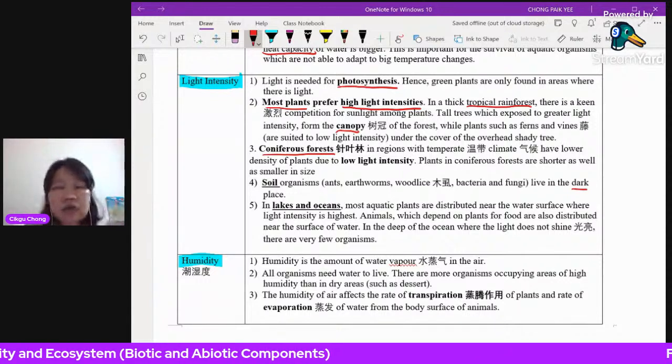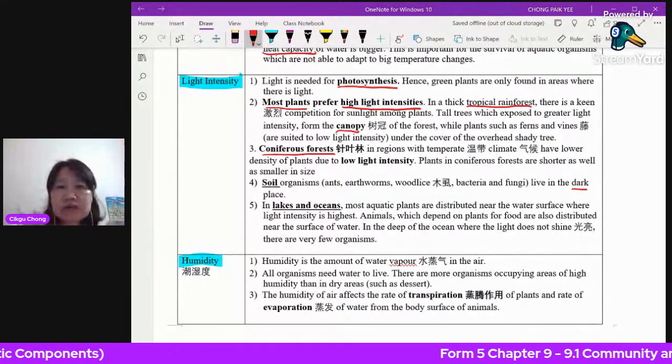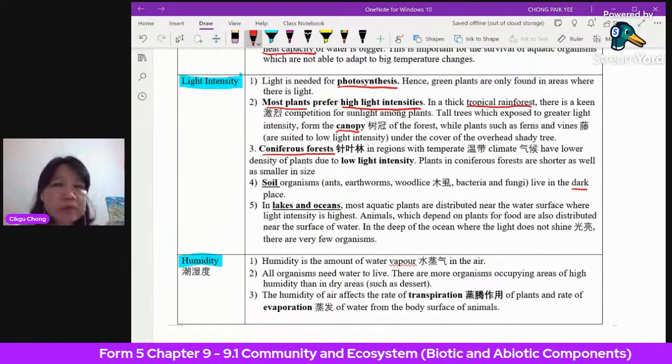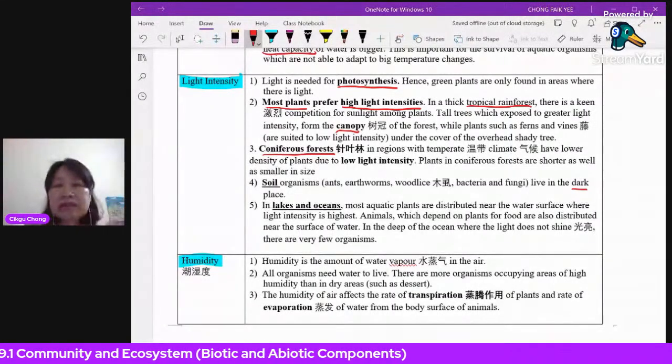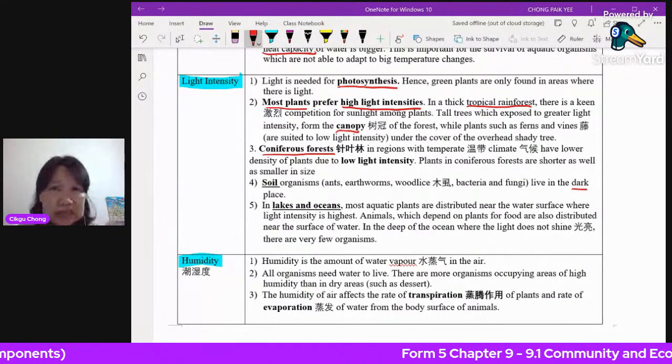But for plants, always remember, green plants, they always want a lot of light. So whenever an area is brightly lit, you will always have a higher population of plants. Okay, talking about green plants, compared to an area which is mostly shadowed, more shadow there, you find the population will be less compared to that.